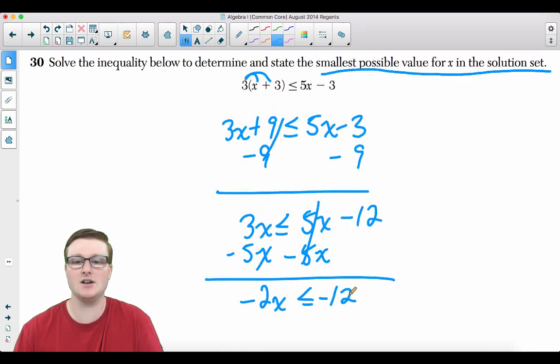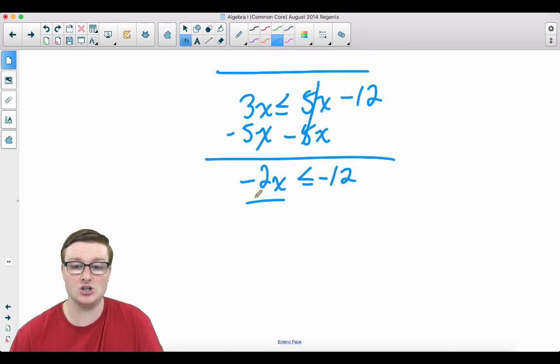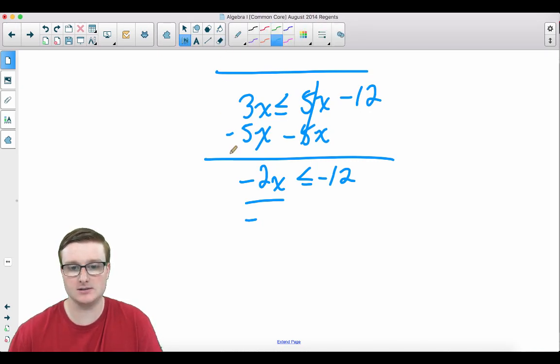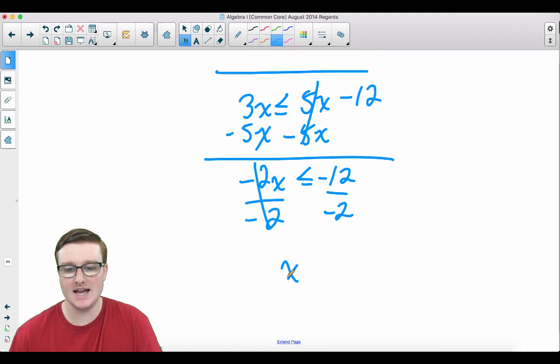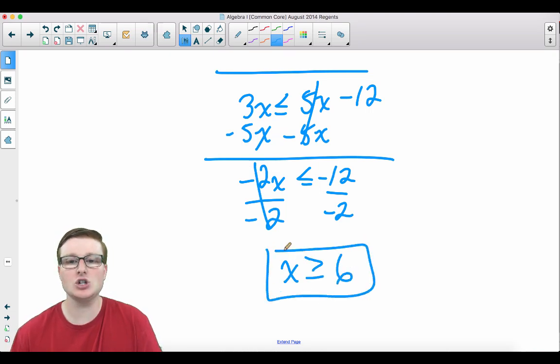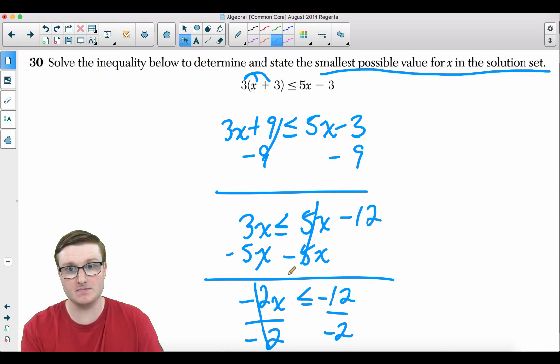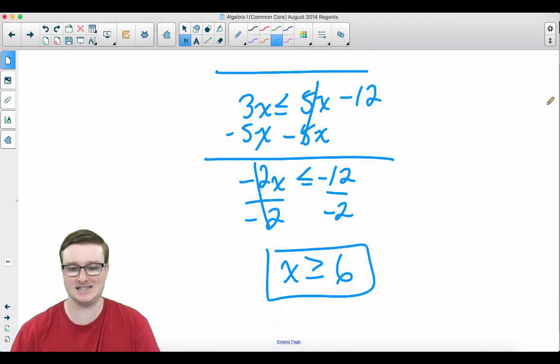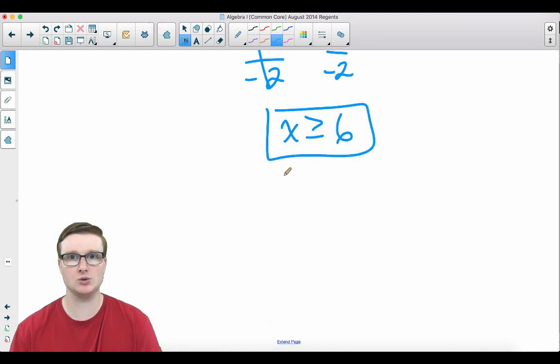Now, look, you could solve this any other way. You could start with any way you want. I just subtracted the 9 first. In hindsight, I should have added the 3, but it doesn't matter. Because when you divide by a negative, you have to flip the inequality sign. So this becomes x is greater than or equal to 6. That is your answer to solve this inequality. Now it says determine and state the smallest possible value of x. Okay, well, x could be greater than or equal to 6.